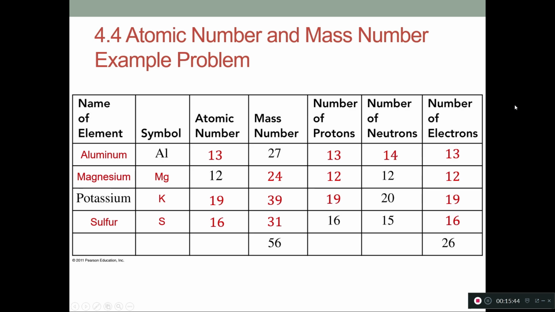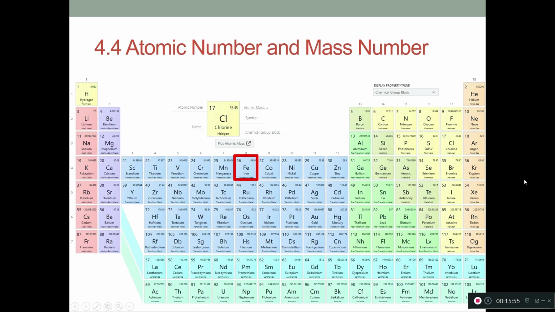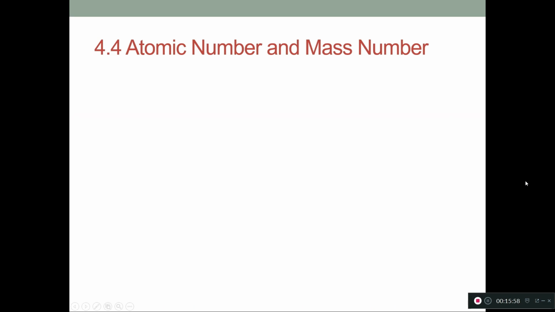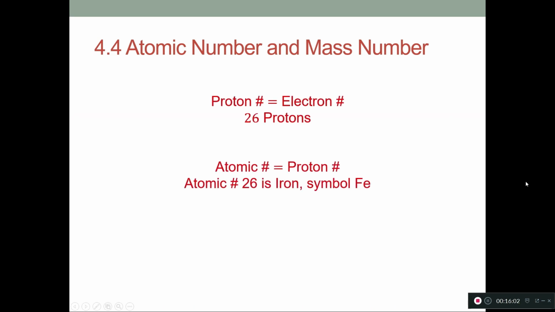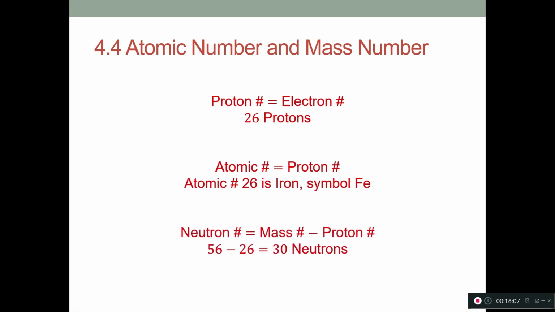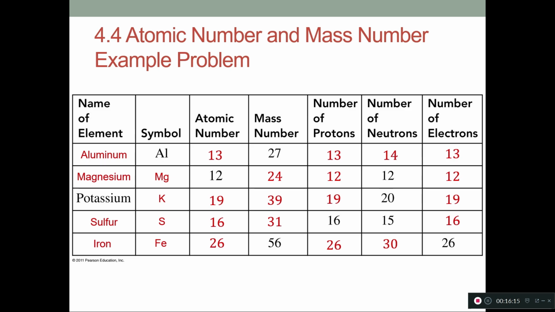The next one just gives us the mass number and the number of electrons. And so we, remember, are assuming neutral, so we can take 26 electrons to be equal to the number of protons. And so we look for what has 26 protons. That's iron, and so that means that we have 26 protons. The atomic number is equal to the number of protons. That's iron, symbol Fe. And the neutron number is equal to the mass number minus the proton number. So that gives us 30 neutrons. So we can put that into our table.